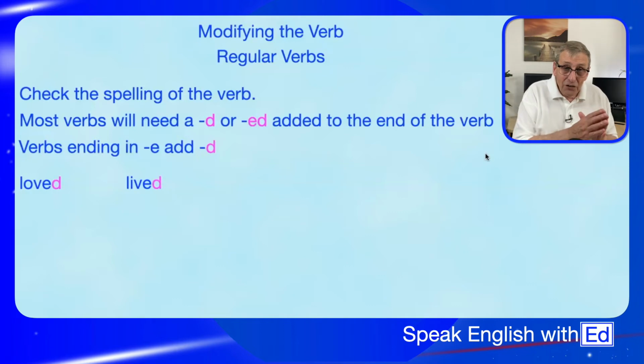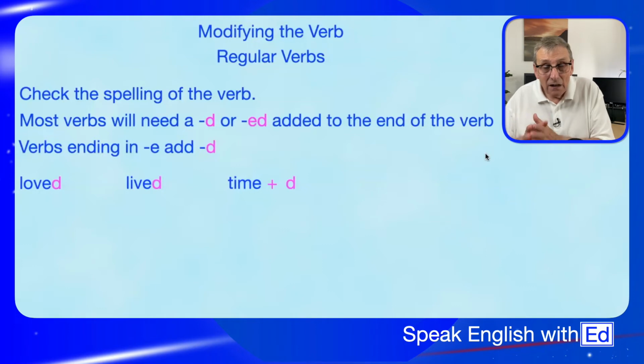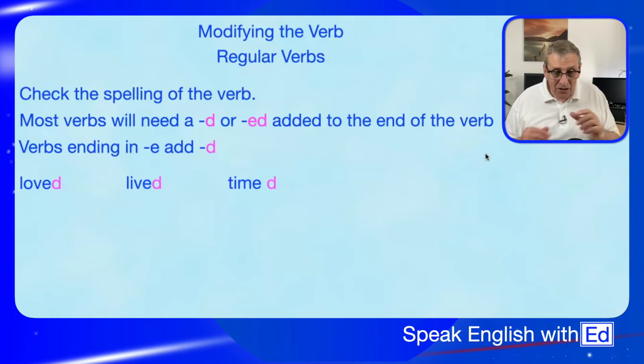We've got loved. We've got lived. And same with time. Different endings here. We've got ME, but the last letter is still an E. So we just add a D and it becomes timed. So we've got loved, lived and timed. If it ends in an E, just add a D.